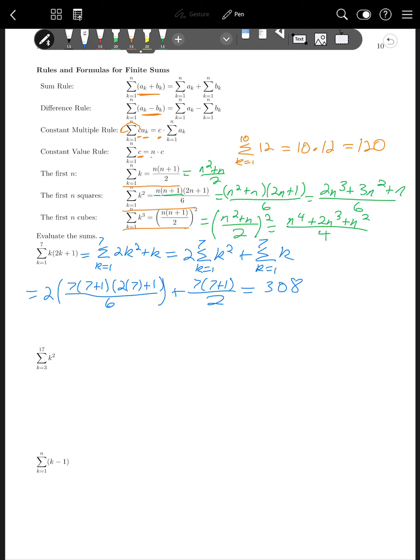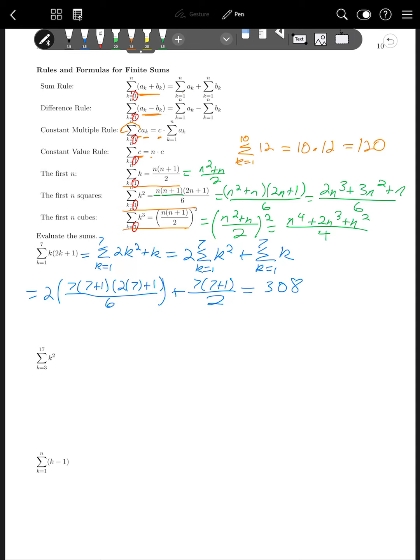Okay, so that's what we're looking for. Now, for the next one, there's one more rule we need. Notice that all of the problems up here, k starts out as 1, right, if I look at all of them. So what I need is, well, how can I rewrite this sum using k equals 1 problems?